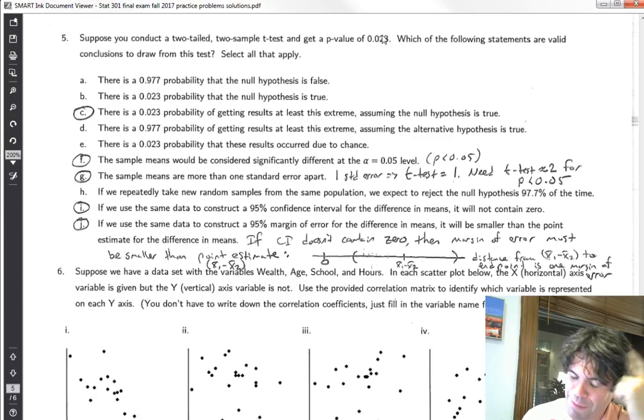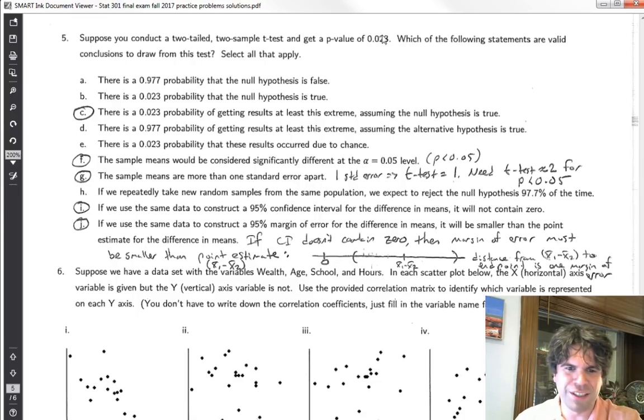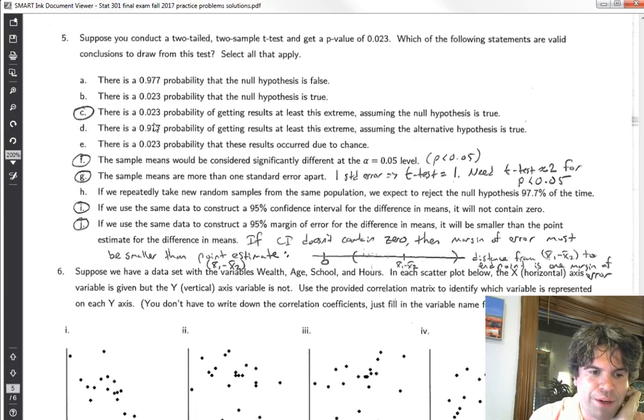A p-value is the probability of obtaining results at least as extreme as the results we obtained, assuming the null hypothesis is true. There are slight variations on how to say that, but that's the general idea. Here it is right there. There is a 0.023 probability of getting results at least as extreme, assuming the null hypothesis is true. That is the straight up definition of a p-value right there.